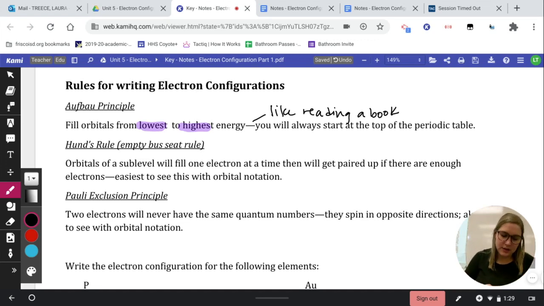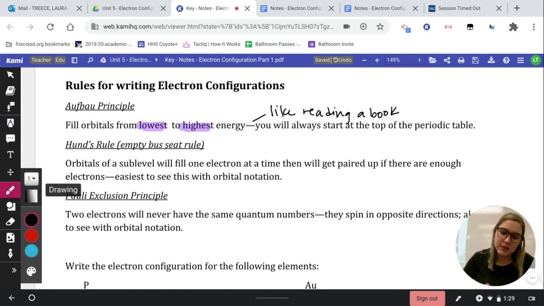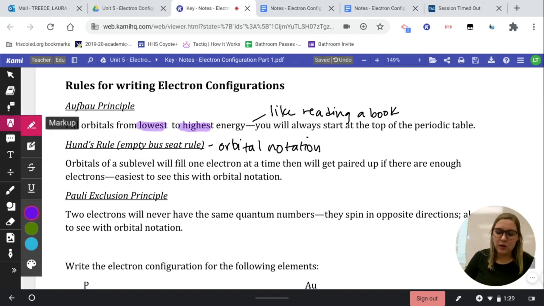And then we have Hund's rule, and Hund is our empty bus seat. This one mostly comes into play when we talk about orbital notation, which we'll talk about next class. All right, and that says that orbitals of a sublevel will fill with 1 electron at a time, and then they will get paired up. And like I said, we see this in orbital notation.